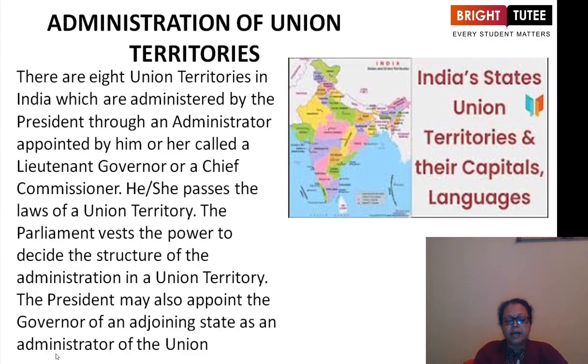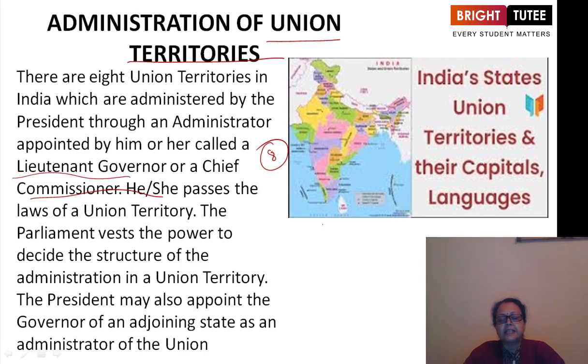Then it comes about the administration of union territories. Our topic is only the state governments and the union territories. We have 8 union territories in our country, including Delhi as a national capital territory. These are administered by the president through an administrator appointed by him or her, called a lieutenant governor or a chief commissioner.